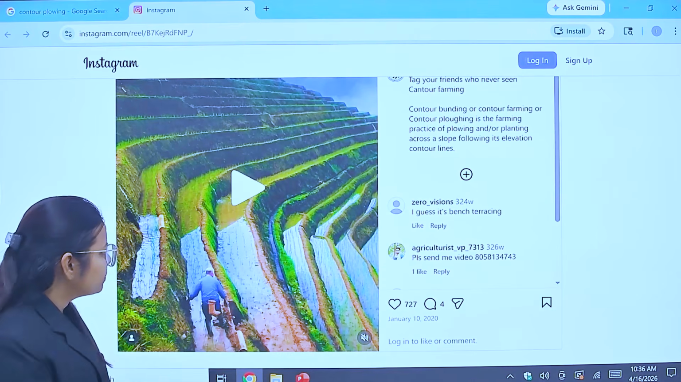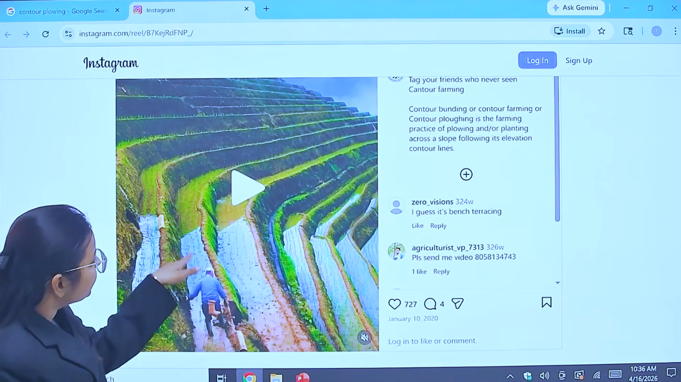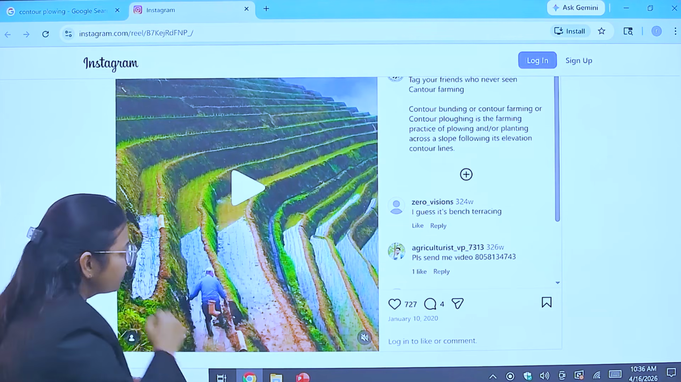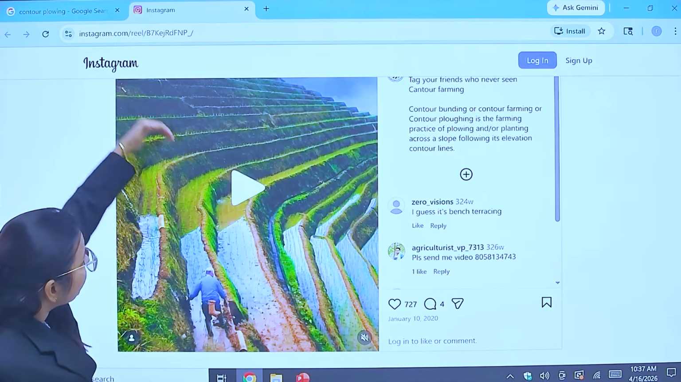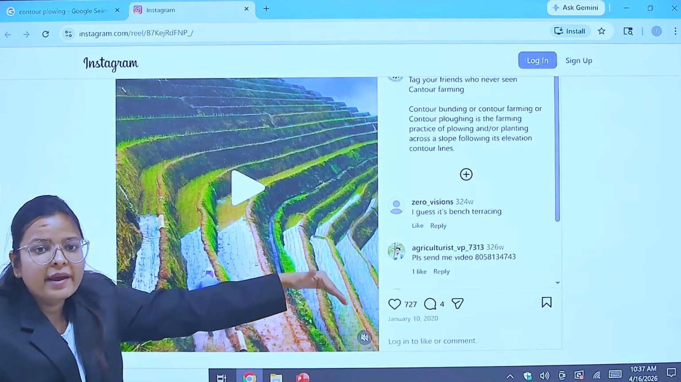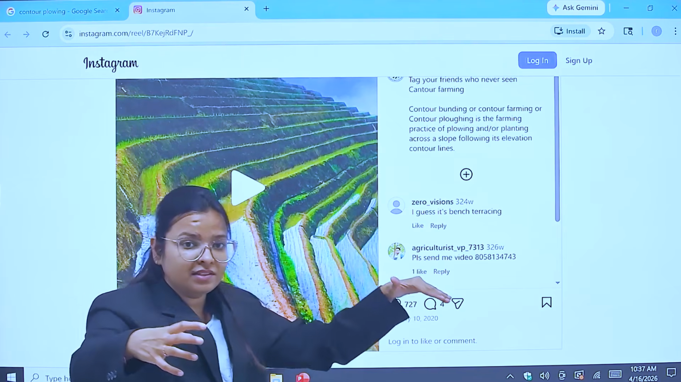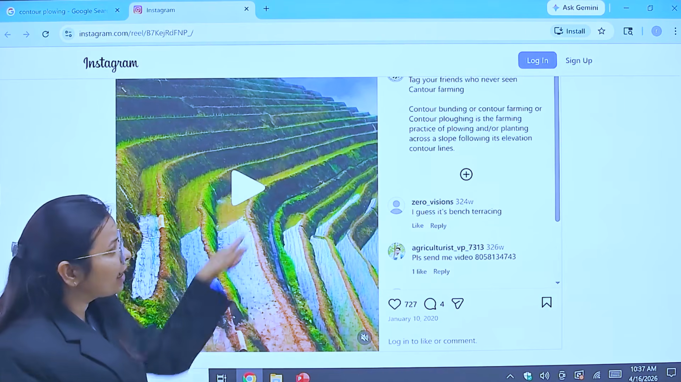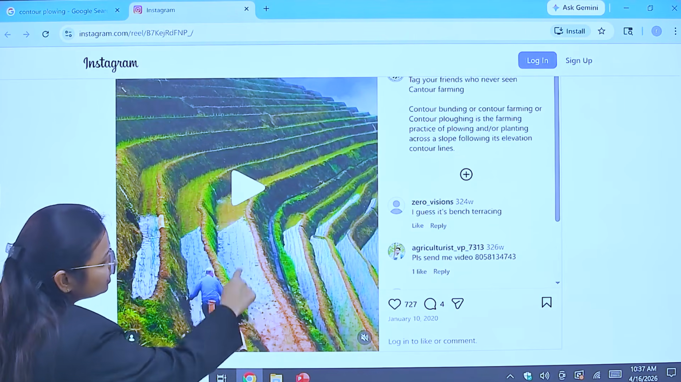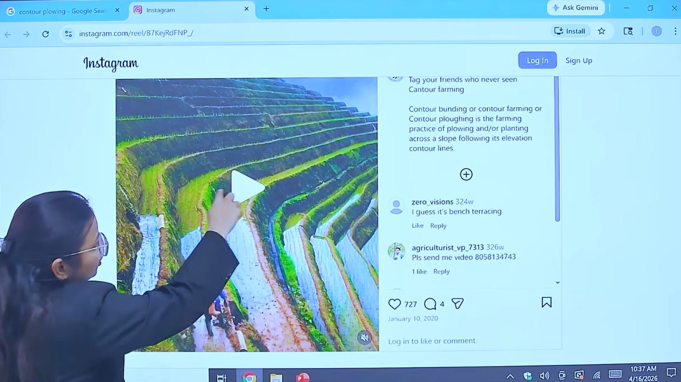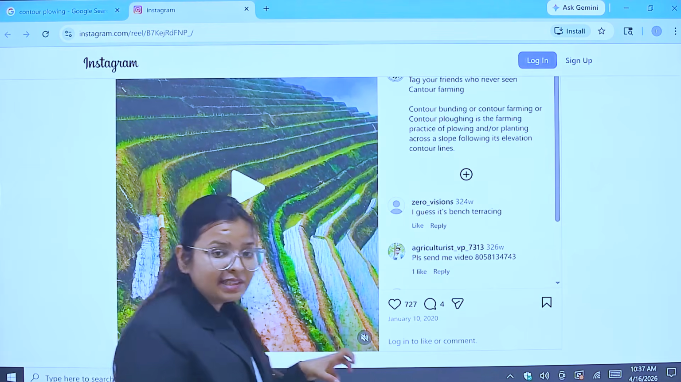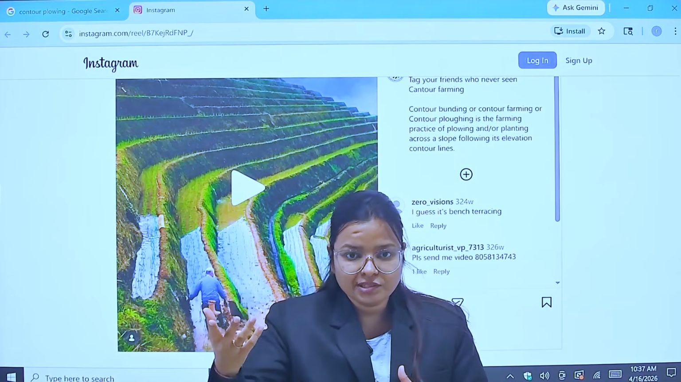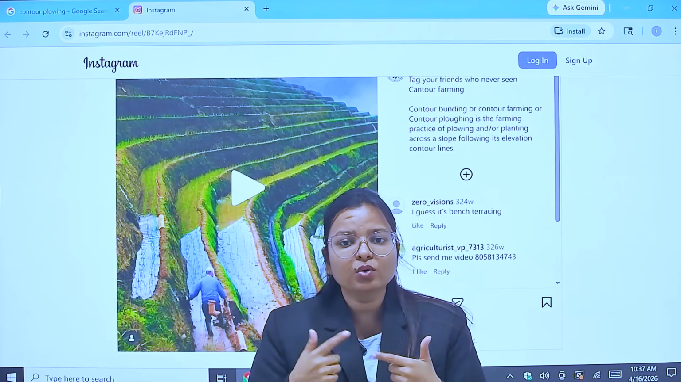You can see here, water is accumulating. If these contour lines were not there, what would happen? Water would go straight down and take the soil away with it. This would cause soil erosion. But because we are creating these contour lines, water accumulates here, and because water stays in that place, the soil is not going away with the water. So this is your terracing and contour flowing.